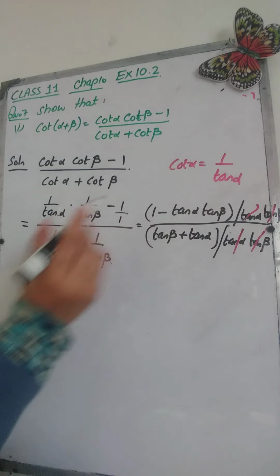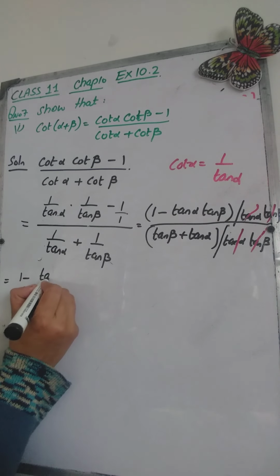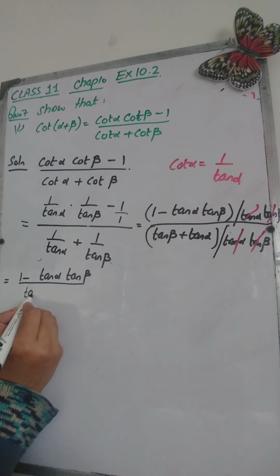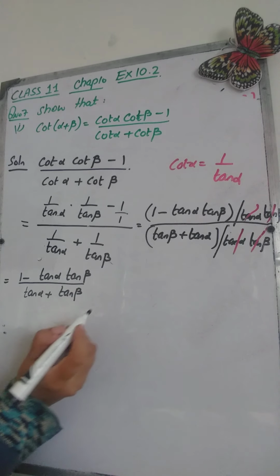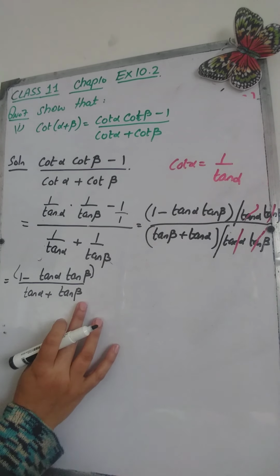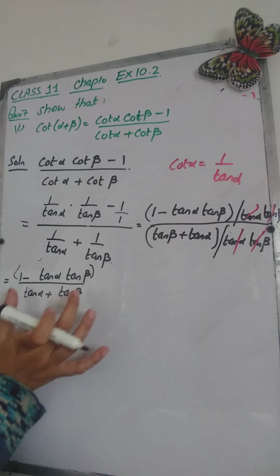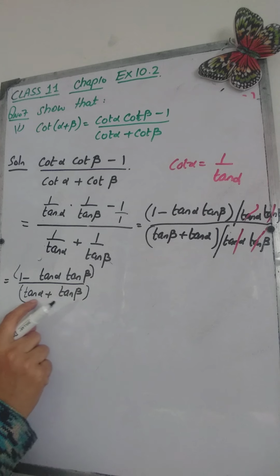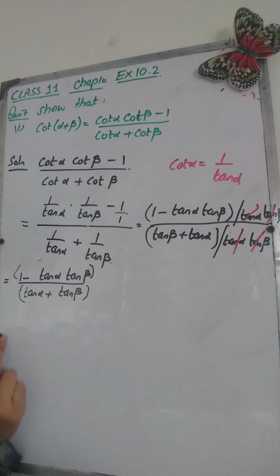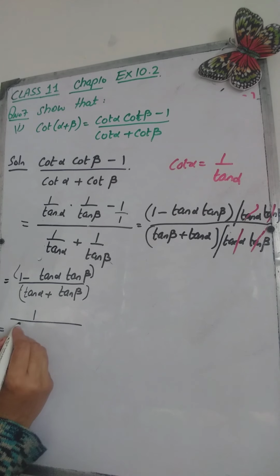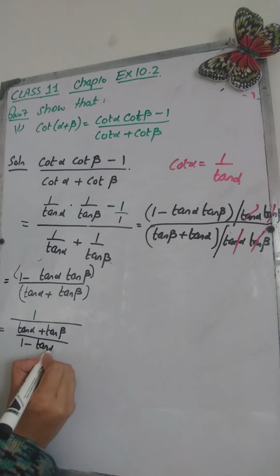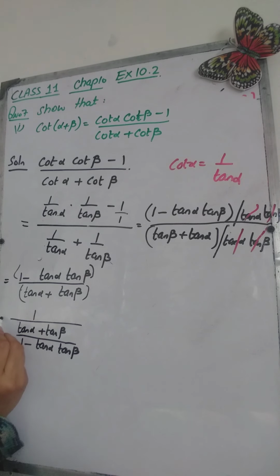Now the expression that we got is 1 minus tangent alpha tangent beta over, this can be written as tan alpha plus tangent beta. Now I am going to shift this expression in the denominator, so it will go to the denominator of the denominator. Okay, this is the denominator, and if we shift this expression over here, it will be placed in the denominator of this expression. So this expression can be written as 1 over tangent alpha plus tangent beta over 1 minus tan alpha tan beta. Okay, I have shifted this expression to the denominator.